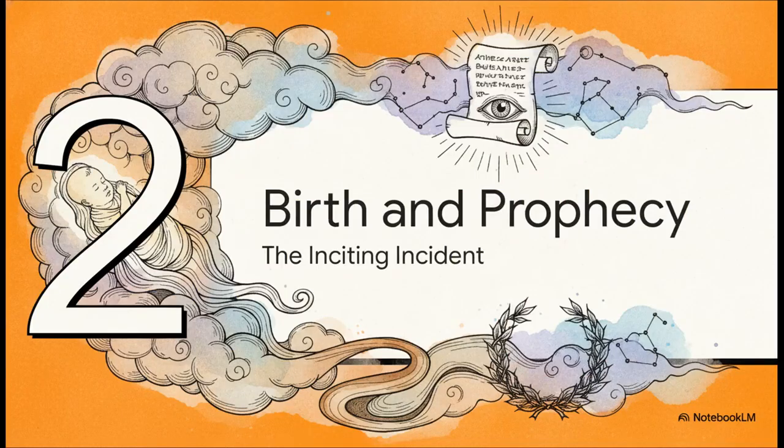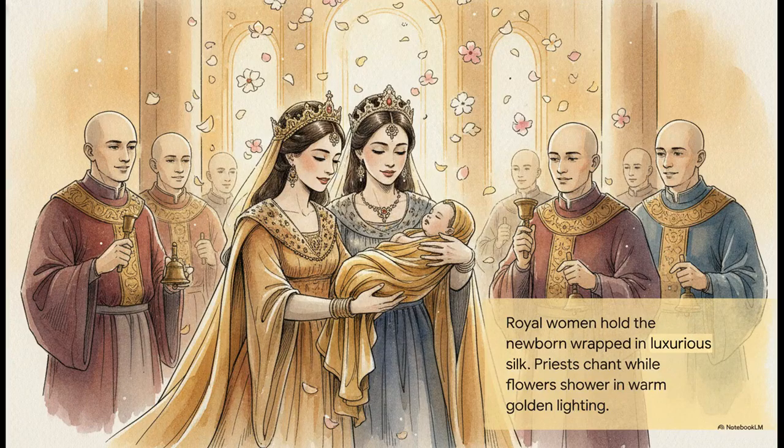Section 2. The Royal Birth and Prophecy. So, the really crucial point here in scene 3 is the emotional pivot. The inciting incident of our hero's journey is, of course, his birth, and the atmosphere shifts entirely to what the prompt explicitly describes as joyful.